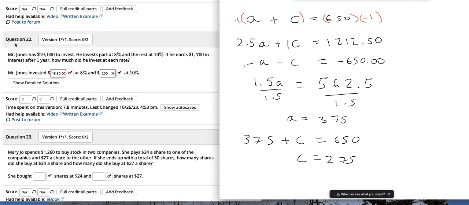I won't run all the way through it, but let me set up 22 and 23 just to try to show you that these are all the exact same problem. So for 22, we have Mr. Jones has $19,000. He invests part at 8%, part at 10%. If he earns $1,700 in interest after 1 year, how much did he invest at each rate?